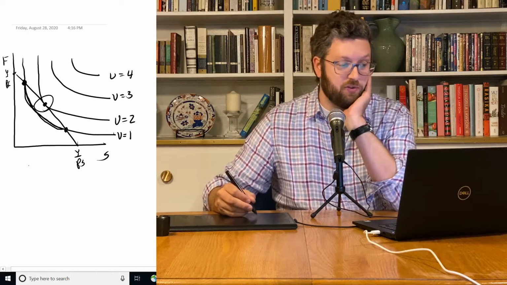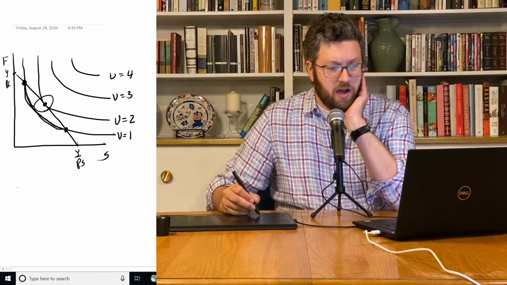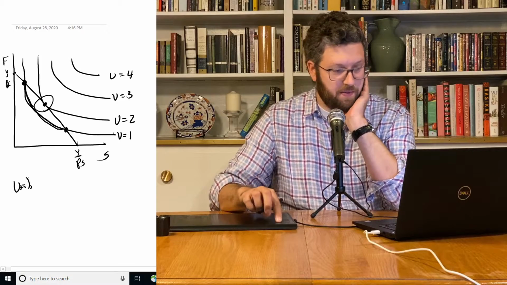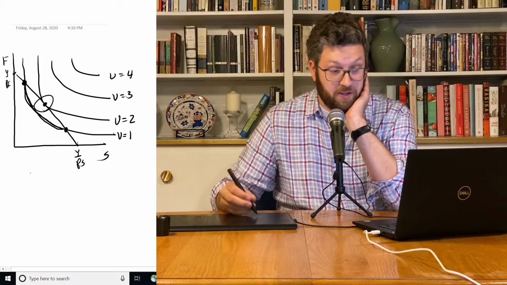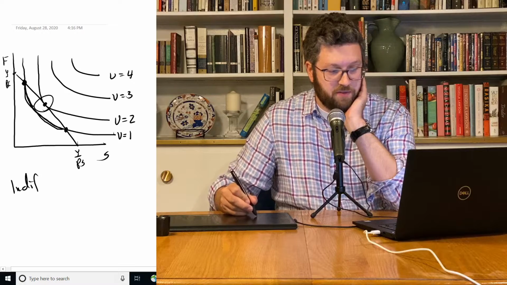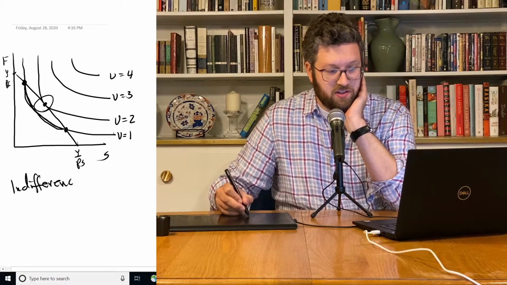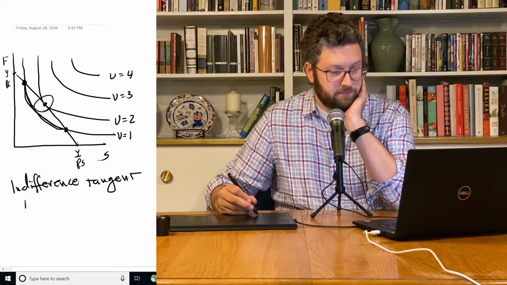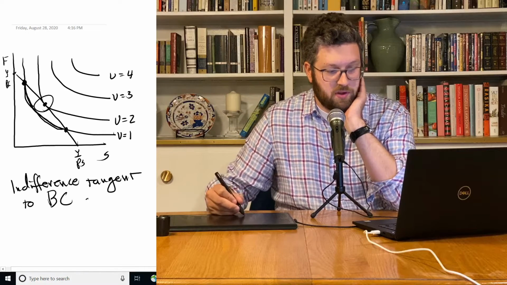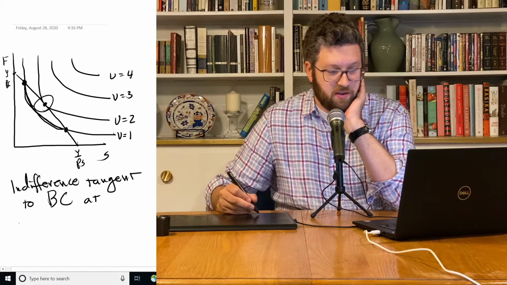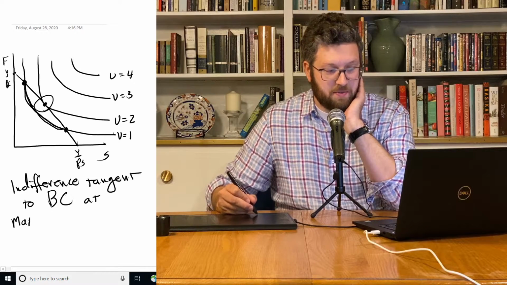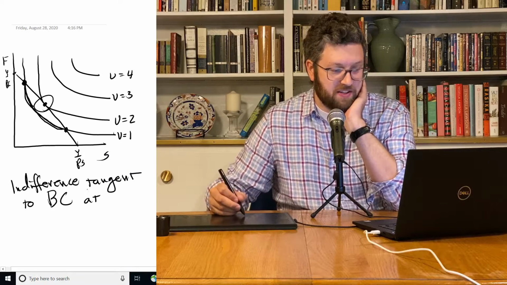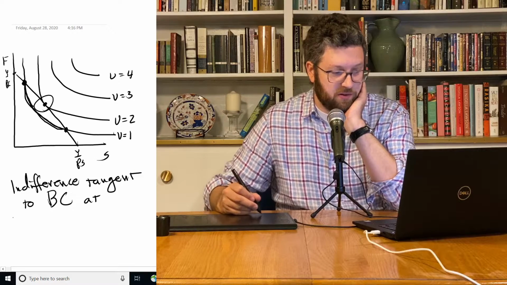and so that's going to be their optimal choice. So we want to find the place where the indifference curve, let's call this an indifference curve because that is the name, is tangent to the budget constraint. So BC for budget constraint. And that's at, let's call it, the utility maximizing bundle. I've lost my little cursor. Here it is.